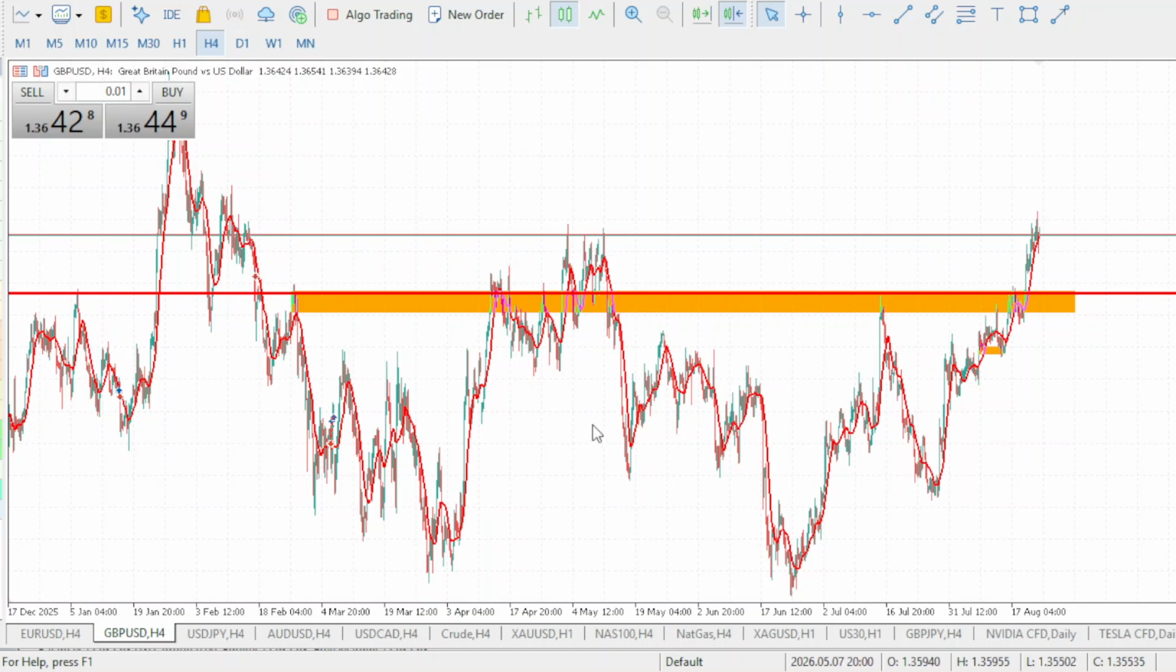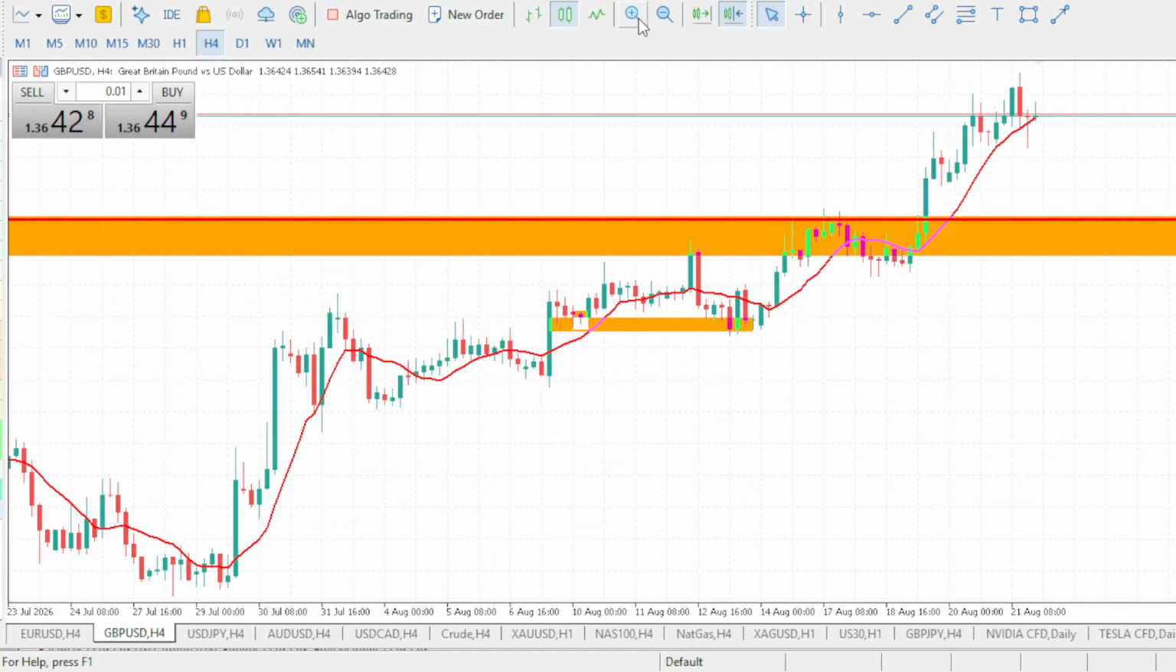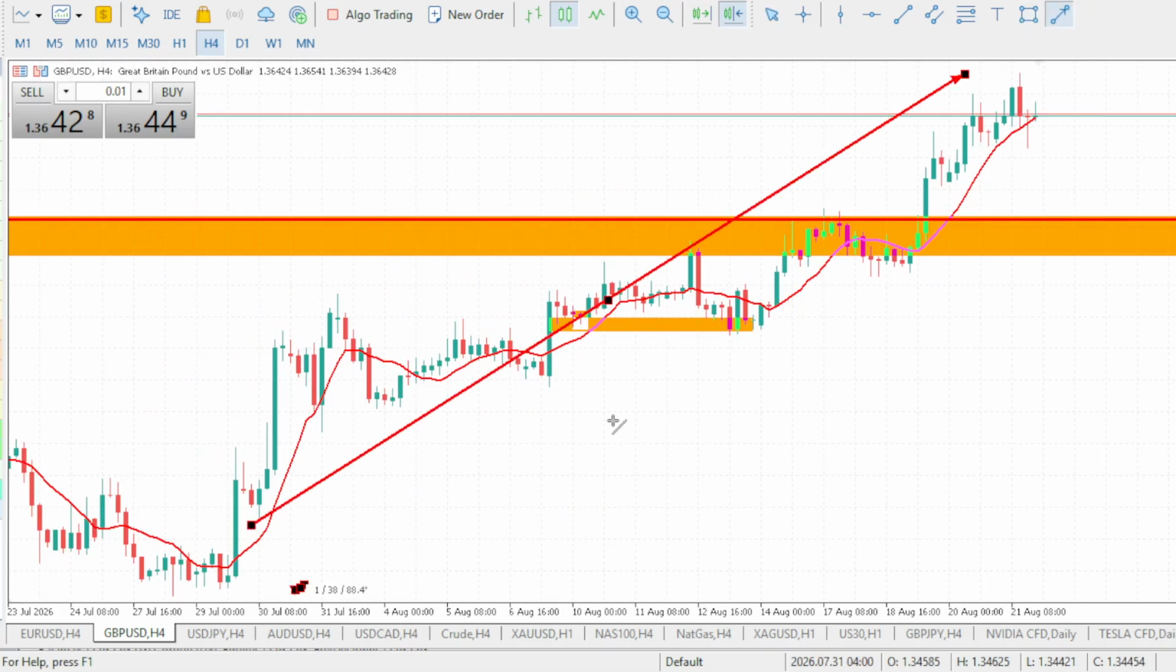Starting with this trend right here on GBPUSD, we can clearly see that GBPUSD is in an uptrend move. This is our trend right here on GBPUSD. We are trending to the upside. So the market is literally giving us the movement to the upside.